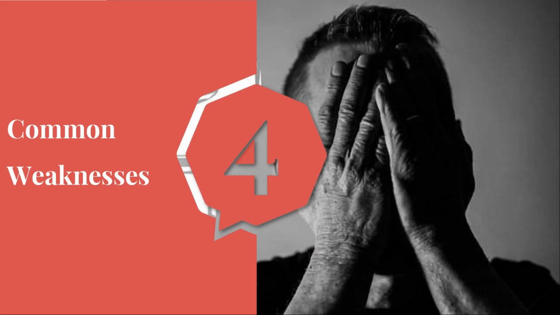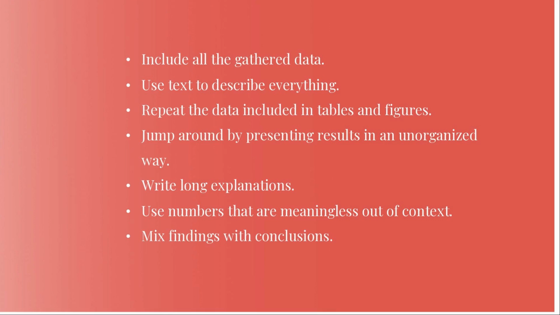Well, now it's time to look at the most common mistakes that supervisors and editors find in the results chapter, and also how to avoid them, which is the most interesting part of it. So check this list of weaknesses that I usually find there. For instance, some students include all the data that they gather and analyze, or use text to describe everything. They include a table and then they restate what the table says in a text. Or they include a figure and do the same thing. Okay? They repeat and repeat the information.